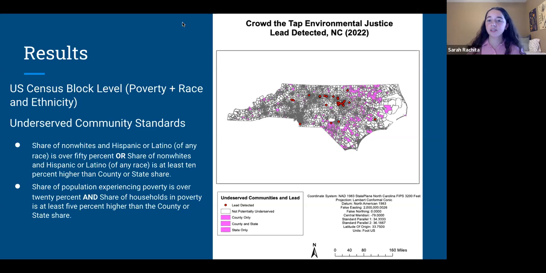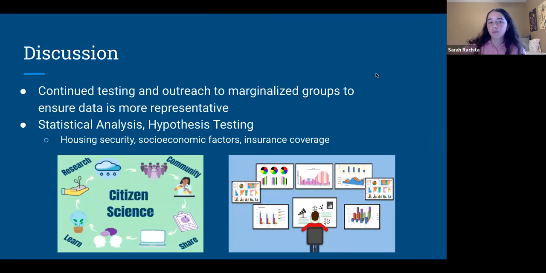And then you can continue to see that a lot of these red dots aren't really on top of any of the purple locations. So that showcases the idea that these underserved communities aren't really getting this outreach program from Crowd the Tap. And so then you have to think about, is our data really representative of all of these communities? So just some discussion about that.